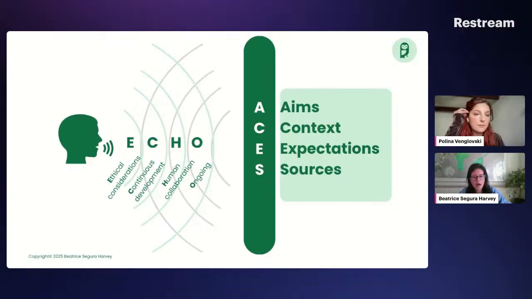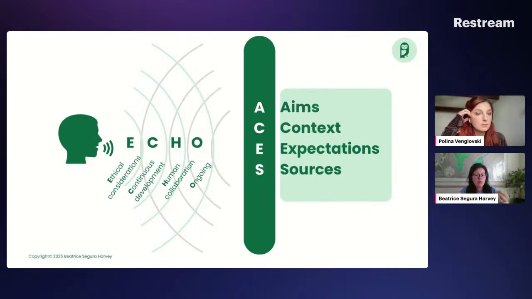So the ECHO I developed because it's aligned with the UNESCO AI framework for teachers and students, both of them. But whilst the UNESCO framework is fantastic, it is quite big and the busy teacher cannot access it, right?